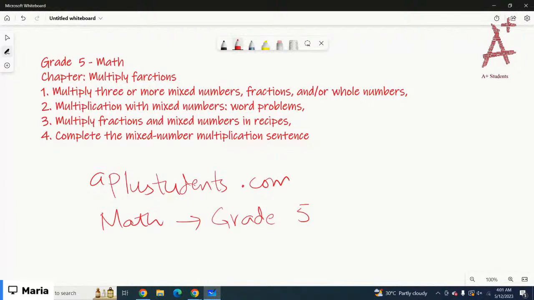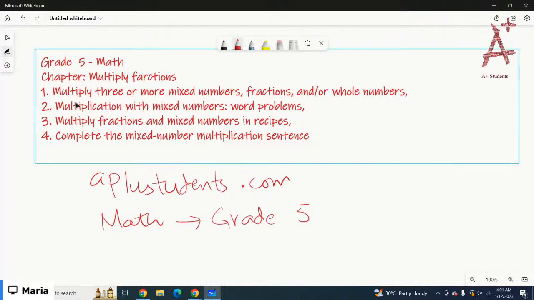There you can find a list of the chapters. We're going to start with the chapter multiply fractions. The lessons we're going to cover today are multiply three or more mixed numbers, fractions, and whole numbers; multiplication with mixed numbers word problems; multiply fractions and mixed numbers in recipes; and complete the mixed number multiplication sentence. So let's just start with the first lesson.